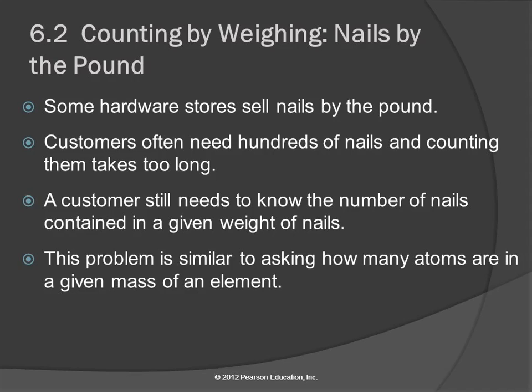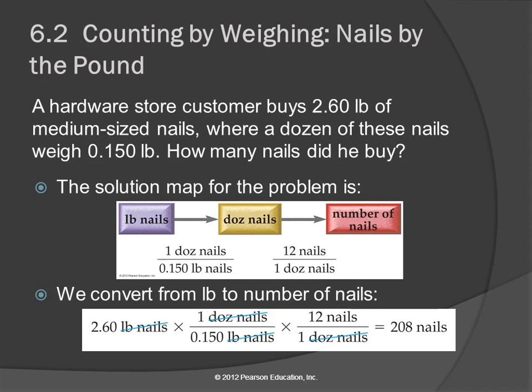And this is similar to asking how many atoms are in a particular mass of an element. If we have 5 grams of copper, how many atoms are in them? Well, we can't count them. But we can figure out a relationship between the number of particles and the mass so that we can count them by weighing. So let's continue on with this idea of counting nails.